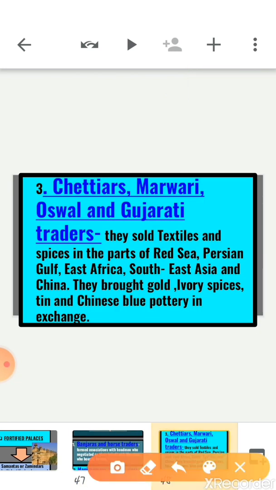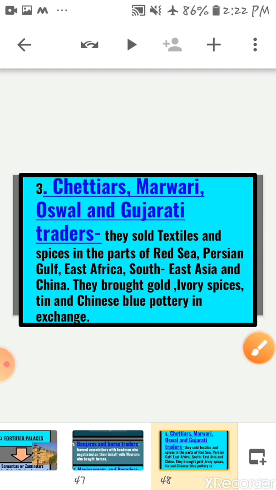Now next we have Chaitiyas. There were also communities like the Chaitiyas, Marwadis, Oswal and Gujarati traders, right? They traded in gold, ivory, and spices, and sold textiles and spices in ports of the Red Sea, Persian Gulf, East Africa, Southeast Asia and China. Clear? In exchange they brought gold and ivory from Africa, and spices, tin, Chinese blue pottery and silver from Southeast Asia and China.